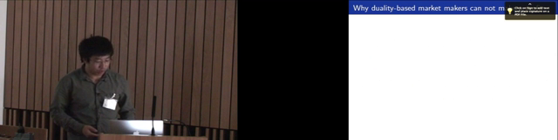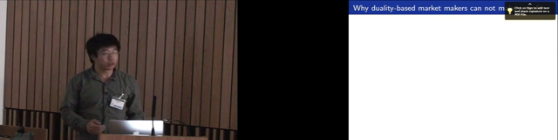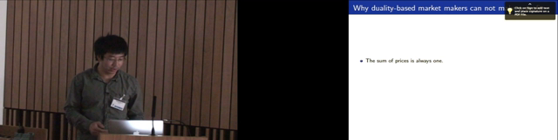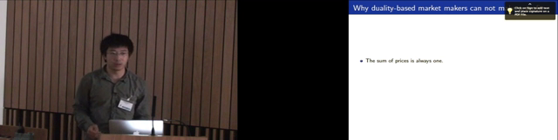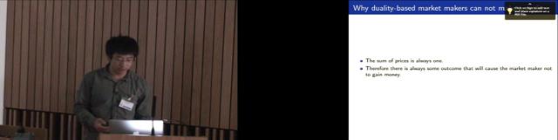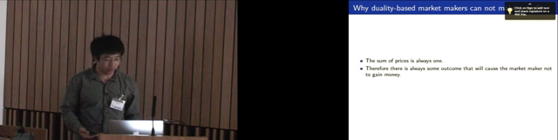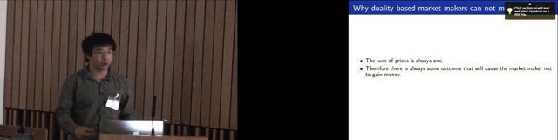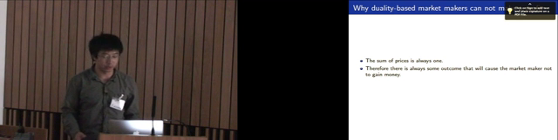So why can a duality-based market not make a profit? A very simple idea is that because the sum of prices is always 1, since the price space is the probability simplex itself, there is always some outcome that will cause the market maker not to gain money. Actually, it is the outcome corresponding to the largest number of securities sold.